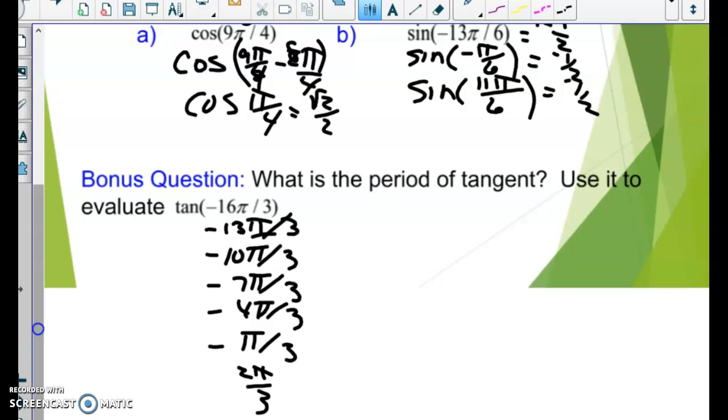So if I look on my graph, we know that the tangent at 2 pi over 3 is going to be the negative square root of 3.